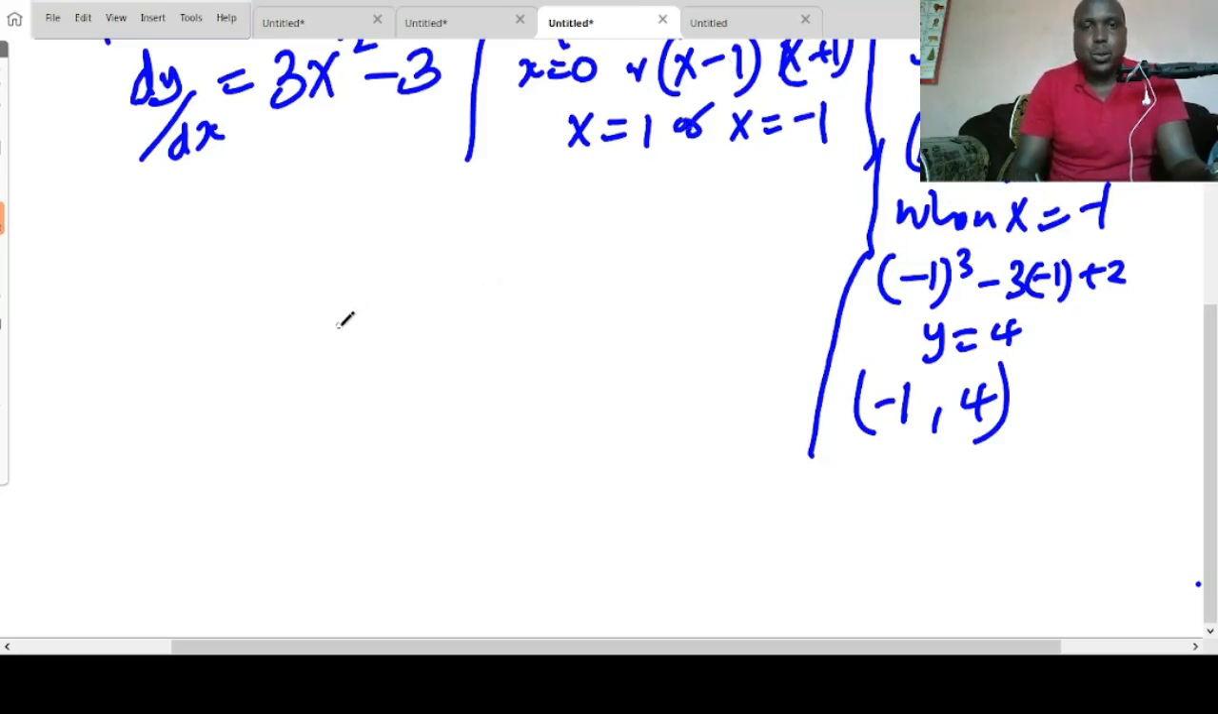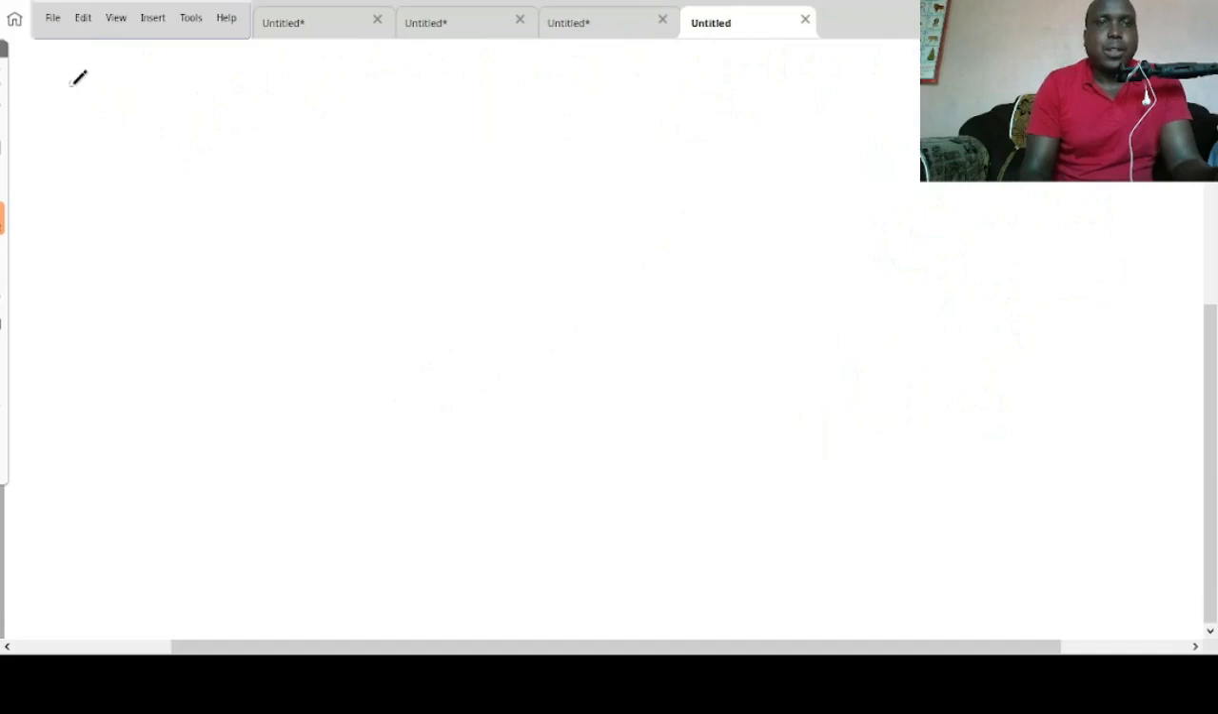So we go to part B, because this question will be divided into parts A, B, like that, but now we are doing it generally. To determine which stationary point is maximum, minimum or point of inflection, we are going to draw a table like you can see here. At the stationary point (-1, 4), we want to check whether this one is maximum or minimum.